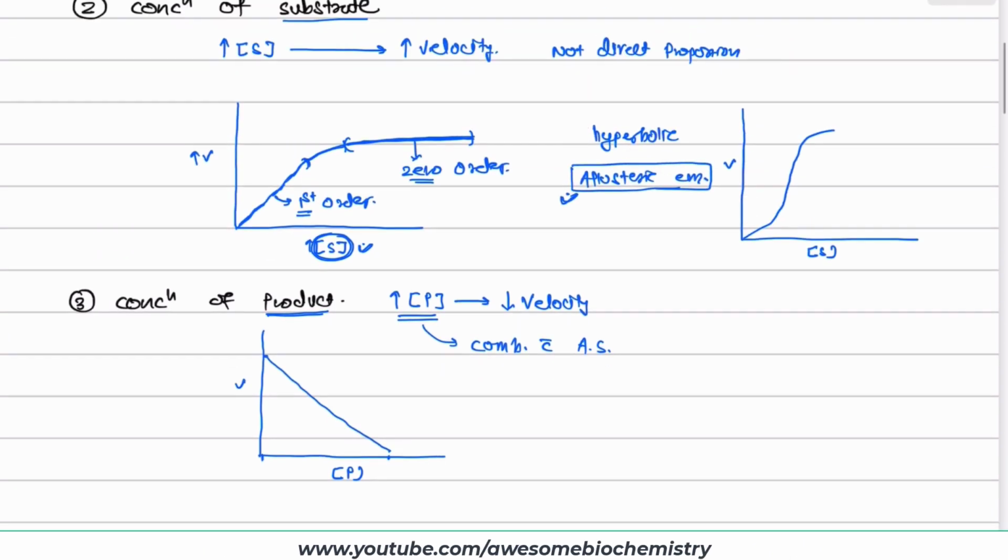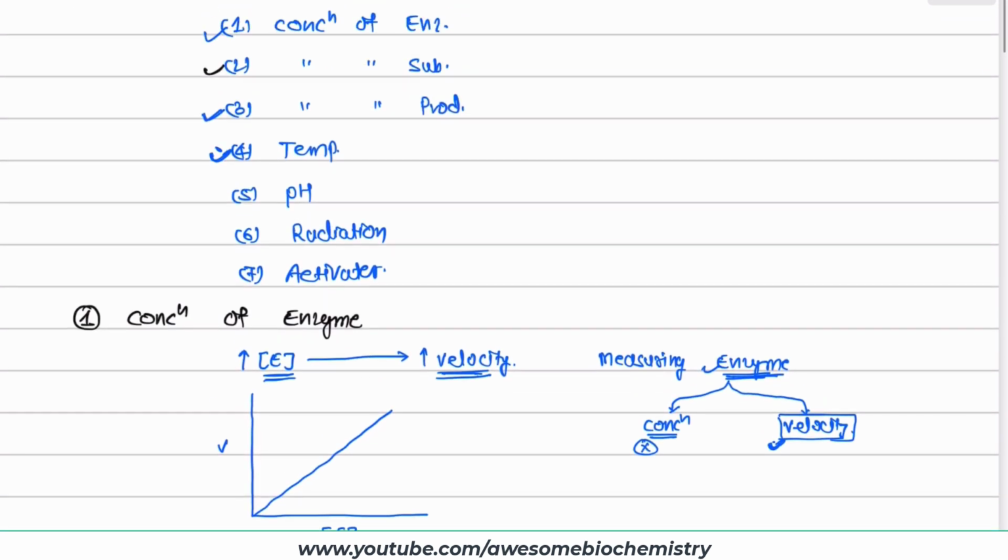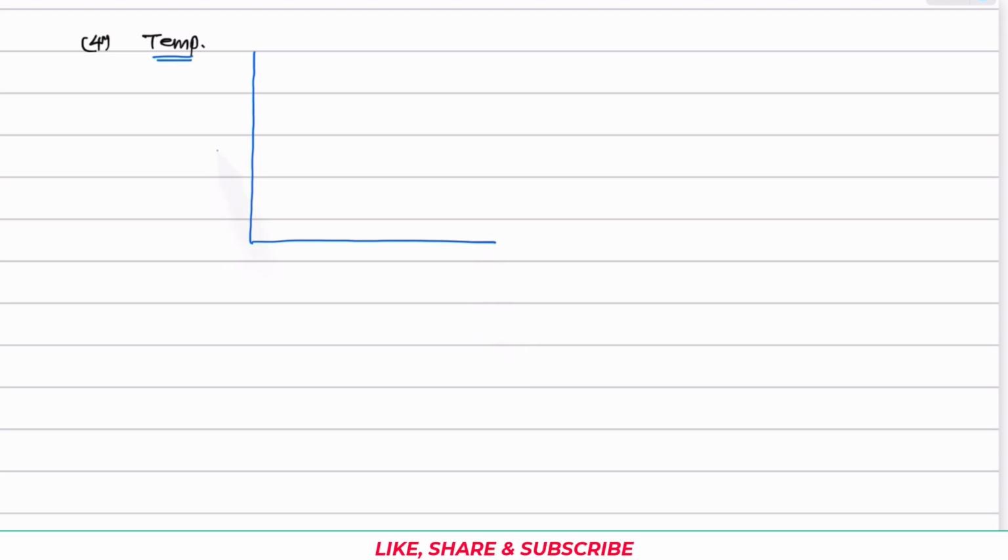The next factor is the temperature, which affects enzyme activity. So the fourth factor is the temperature. Now the effect of temperature on the enzyme catalyzed reaction's velocity is not a simple one. To understand it, let's draw a graph of velocity versus temperature. So velocity on the y-axis and temperature on the x-axis.